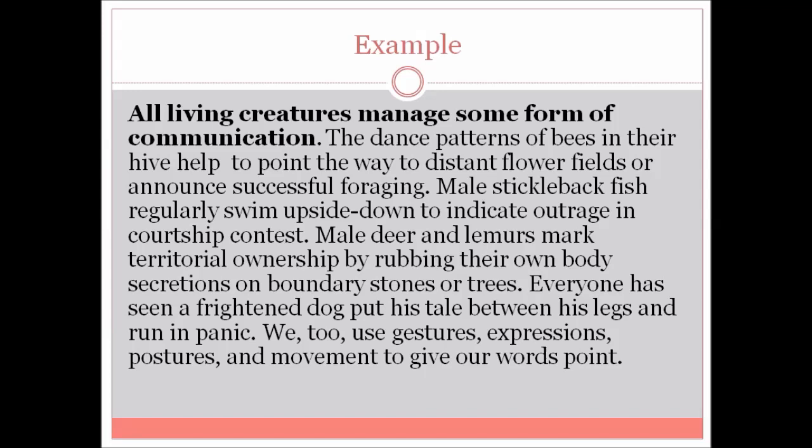The first sentence, "The dance patterns of bees help point their way to distant flower fields." That's some form of communication. Check, that one works. "Male stickleback fish swim upside down to indicate outrage." That's a kind of communication, so that works. "Male deer and lemurs mark territorial ownership." That's communication. "A frightened dog puts his tail between his legs and runs in panic." Oops, misspelling there. And then we use gestures, humans, postures, and movement. So those are both communication. So in fact, the paragraph gives examples one after another that all are summed up by this sentence.